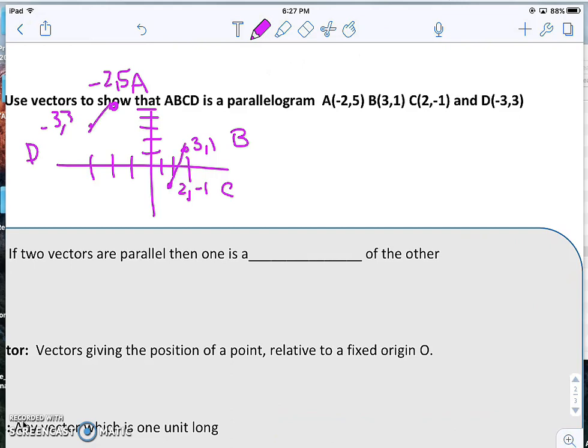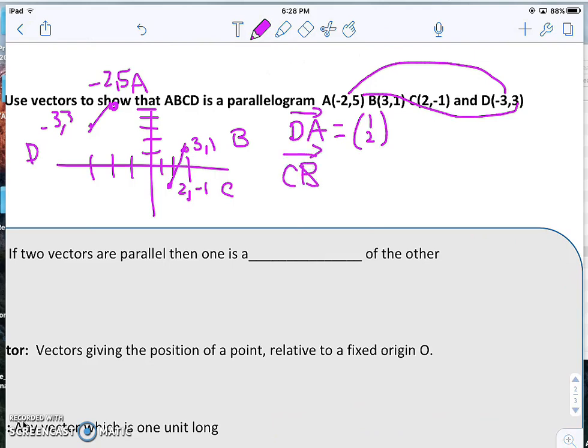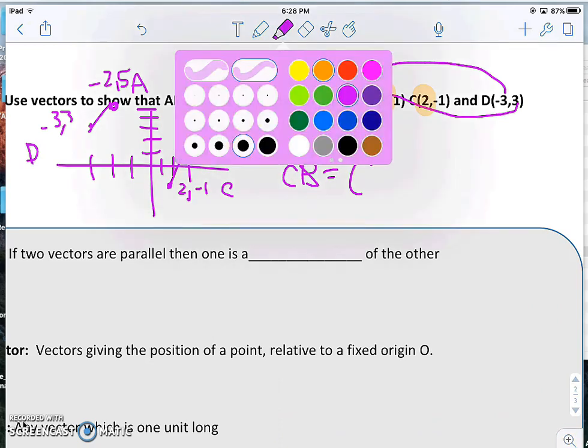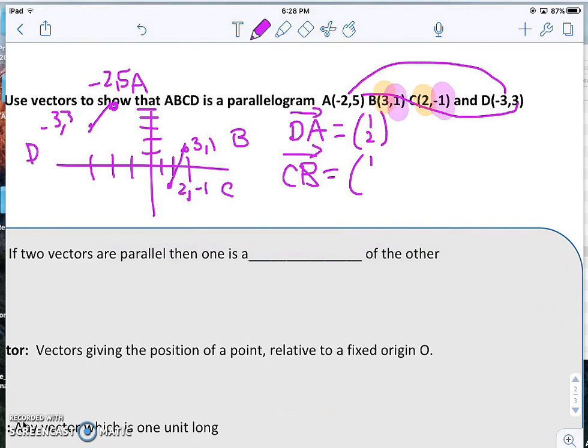Well, we know that for a parallelogram, opposite sides have to be parallel. So DA, how do we get from D to A? -3 to -2, so we go up 1. 3 to 5, we go up 2. And D to A has to be parallel to C to B. So C to B, once again, we go up 1. And then with these other coordinates, -1 to 1, up 2.